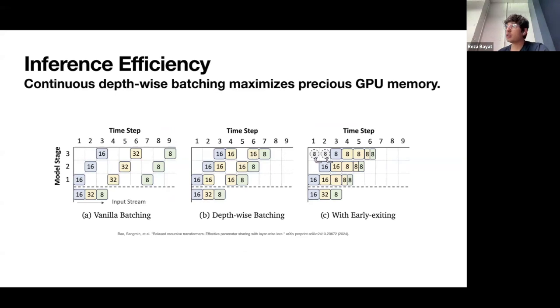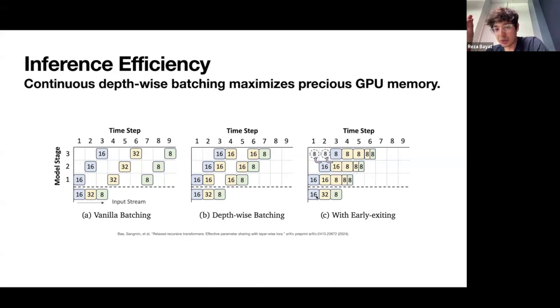The way it's been explored, especially, I guess, in the relaxed recursive transformer by Sangmin, is something called continuous stepwise batching. Let's say we look at the rightmost plot. The maximum number of sequences that you can fit in memory is 32.